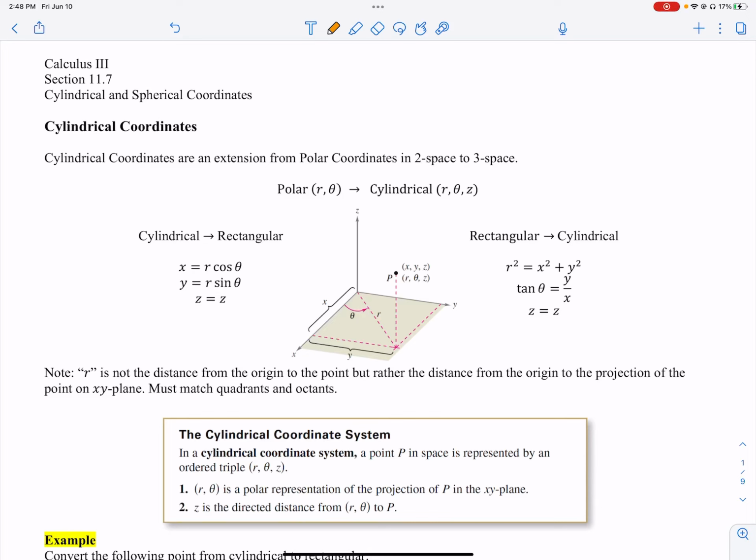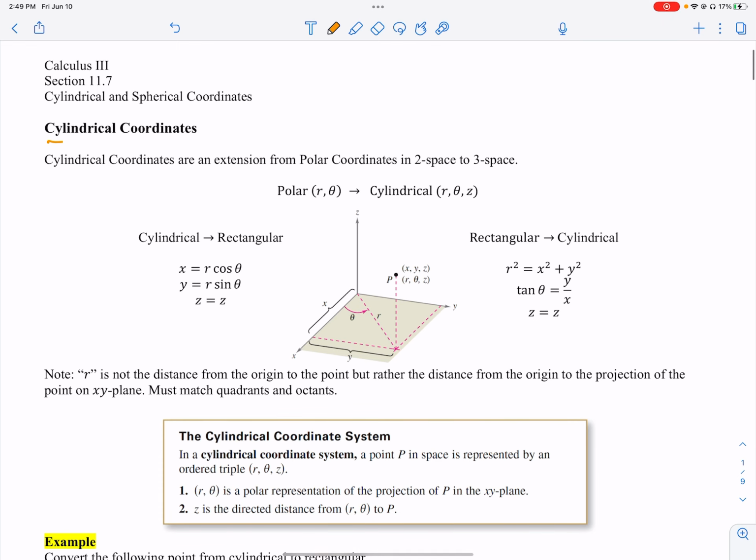In this video, we'll begin our discussion of section 11.7, which is talking about different coordinates, besides the one that we traditionally studied throughout grade school, which is our rectangular coordinates, x, y, and then we introduced this semester, z. Those are called rectangular coordinates. The first thing we're going to extend to is something called cylindrical coordinates.